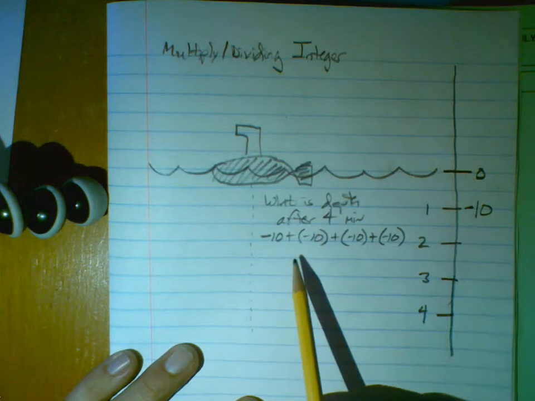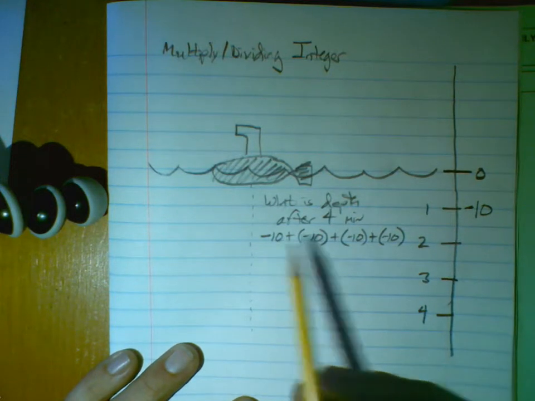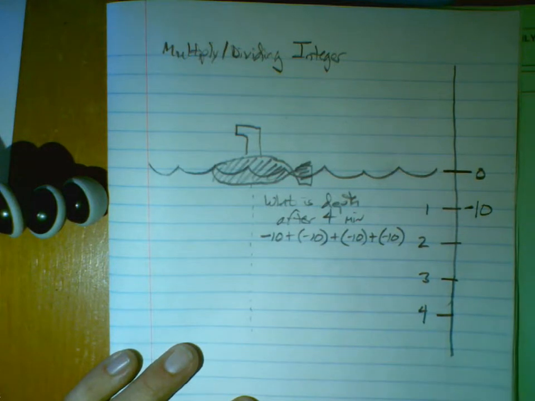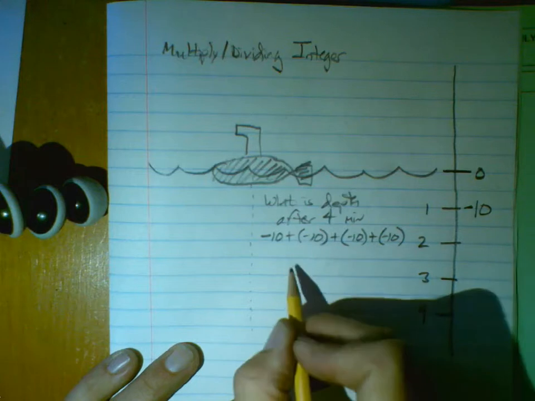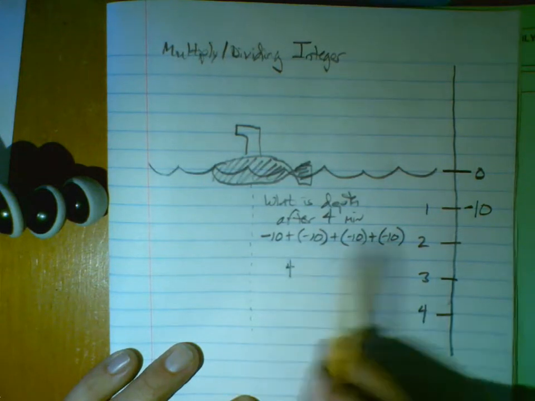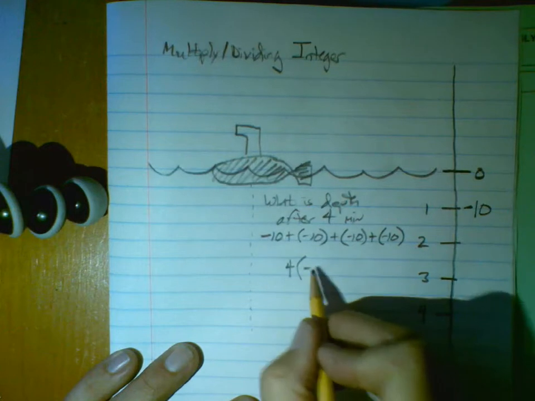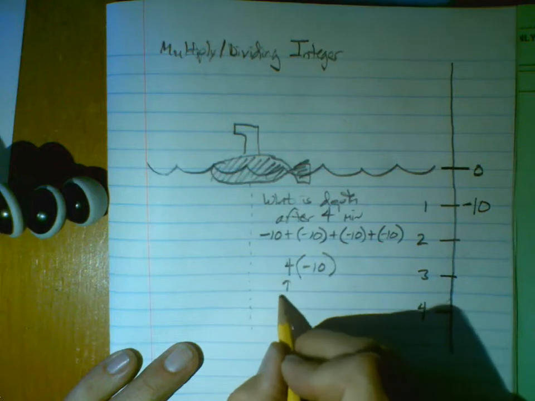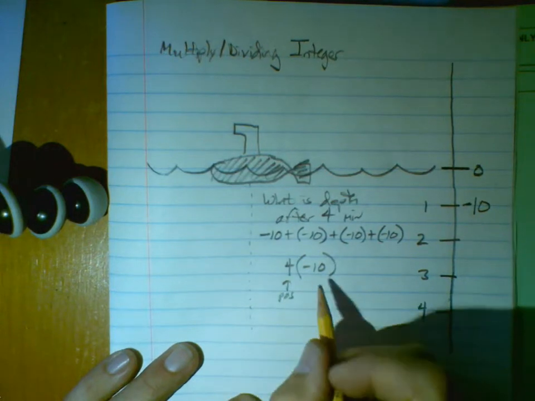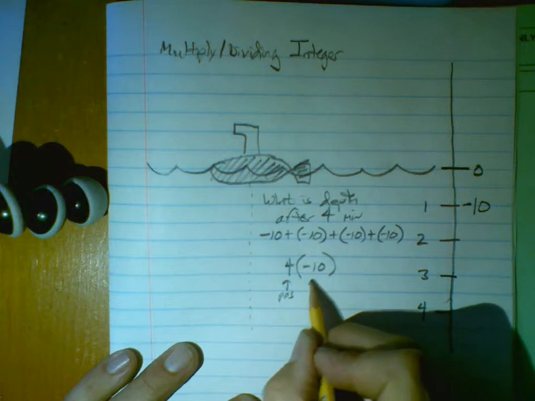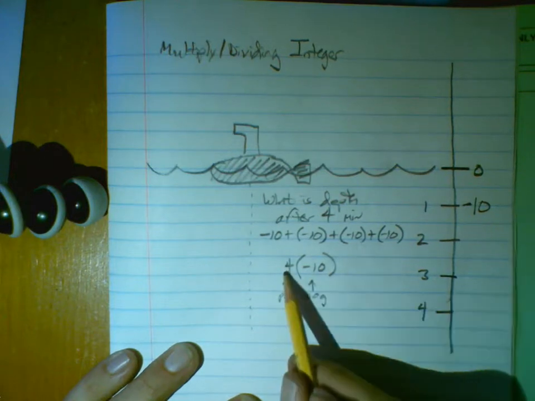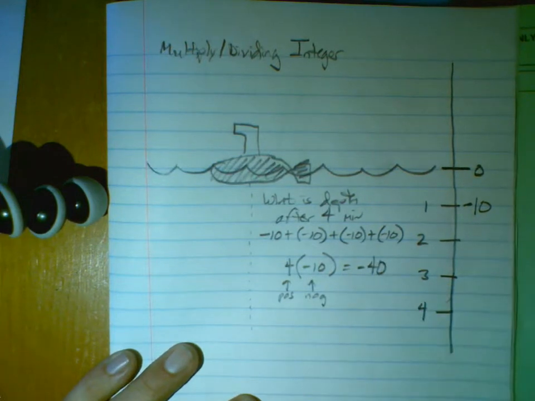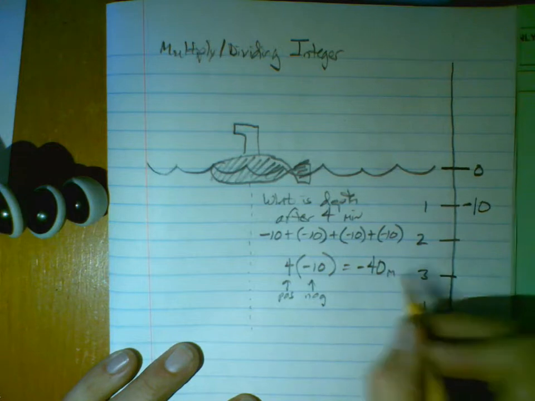But I also know that I'm repeating my addition here. And repeated addition is simply what multiplication is. And notice I have 1, 2, 3, 4 negative 10s. So I have 4 of these. So if I simply multiply 4 by negative 10, one thing I need to notice here is that 4 is positive, and negative 10 is negative. And a positive number times a negative number is negative. So 4 times negative 10 is negative 40. In this case, negative 40 meters.